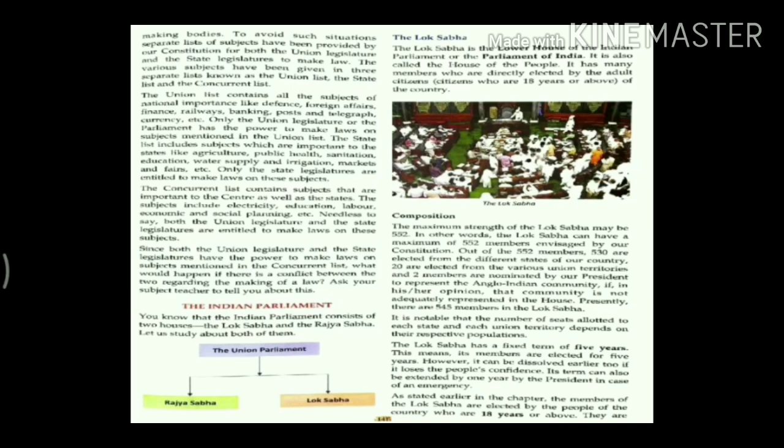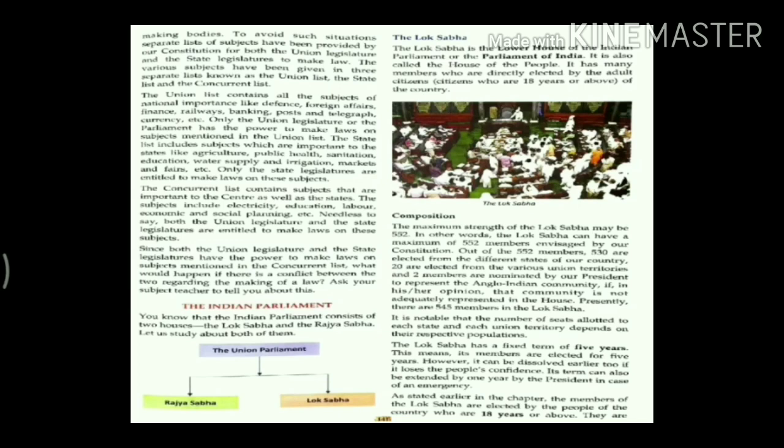How does the president nominate? Suppose a person is very skillful in arts and literature, or in science, or any field. If one is skillful and very talented, and the president thinks that he is the right person to be nominated as a member of the Lok Sabha, then the president has the right to nominate 2 such members. It is notable that the number of seats allotted to each state and each union territory depends on their respective population. According to the population, the seats are allotted.